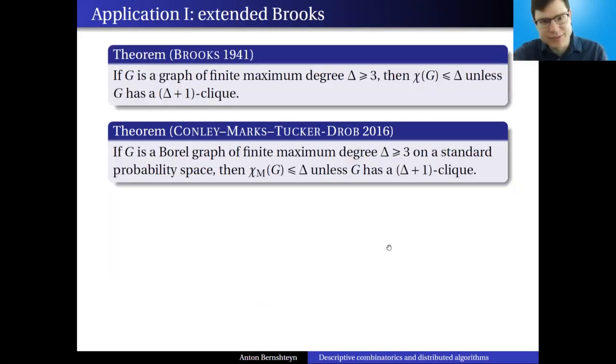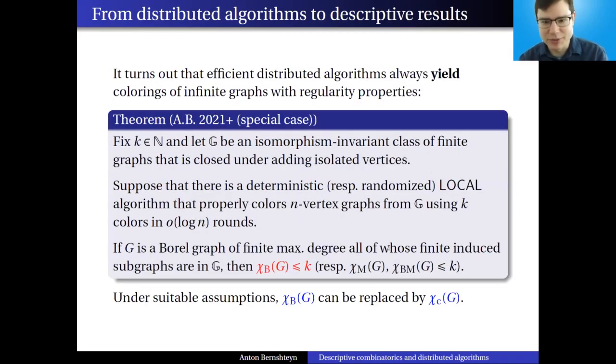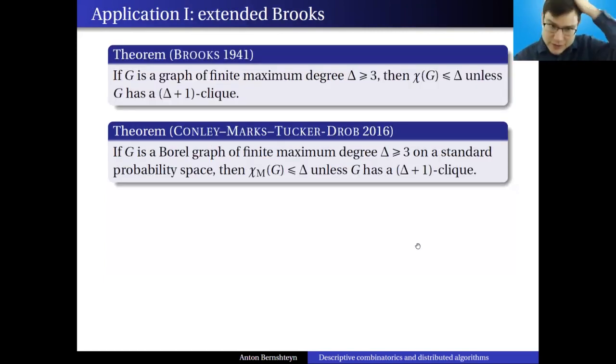So just again to illustrate, what does this tell us? Well, it explains some of these parallels I showed, but you can also use it to prove new results in, say, descriptive combinatorics by using known distributed algorithms. So here's an illustration of this.